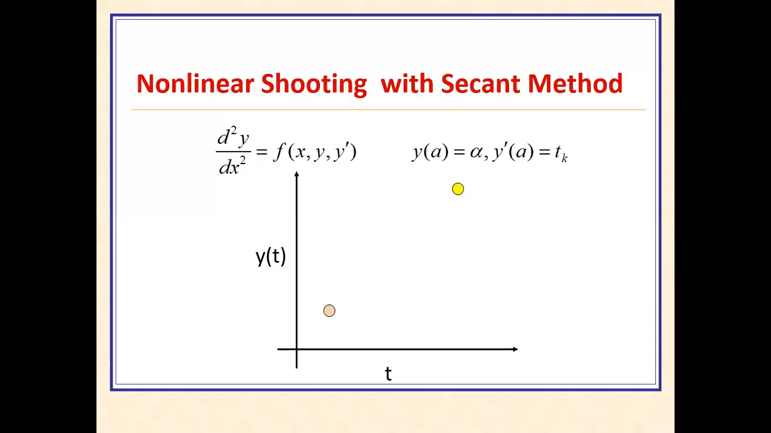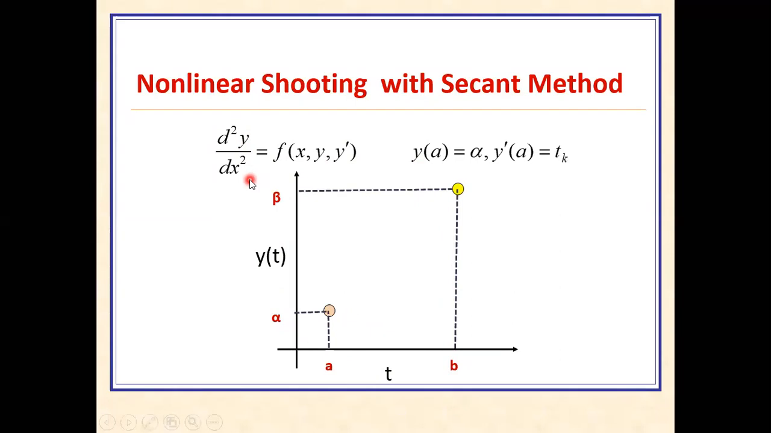This is an illustration of the non-linear shooting method with secant method. So we start with the non-linear boundary value problem. Of course, it is of two points. It is characterized by the two boundary conditions given: at x equal to a and at x equal to b, we have the values of the dependent variable y as alpha and beta.